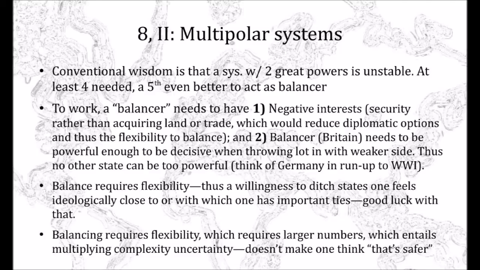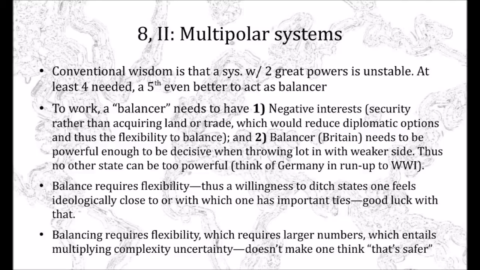you'd like to snatch it from them, you can't very well form an alliance with them. You would have to join the opposition, which limits your flexibility. If you need to trade with a certain country, that will limit your flexibility as well. So your interests may limit your ability to shift sides to the weaker side and to balance and things like that. And the balancer, which was always Britain, needs to be powerful enough to be decisive when throwing its lot in with the weaker side.